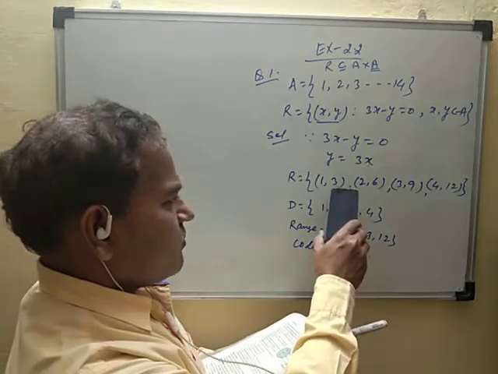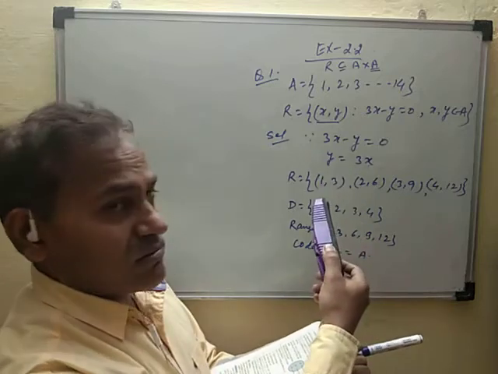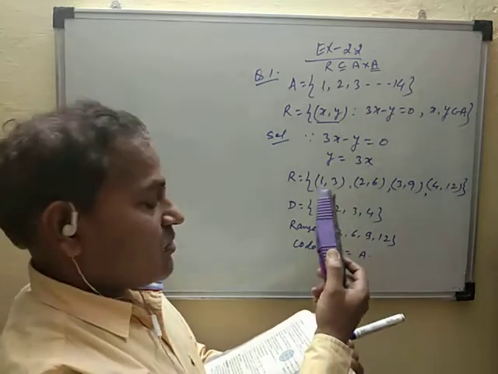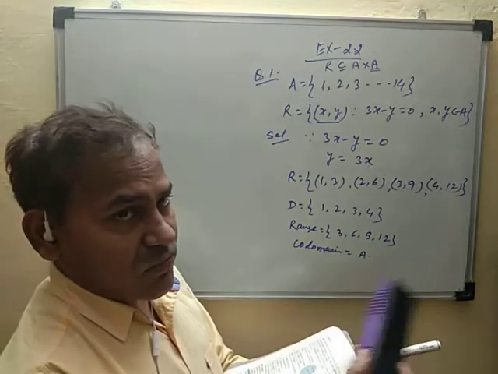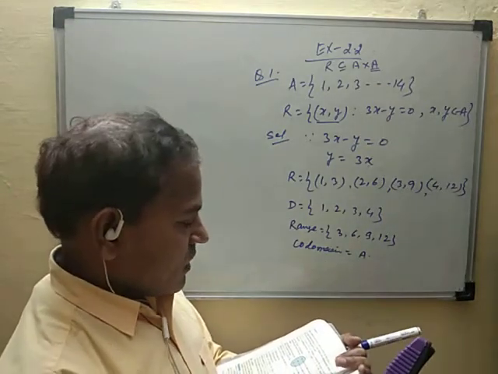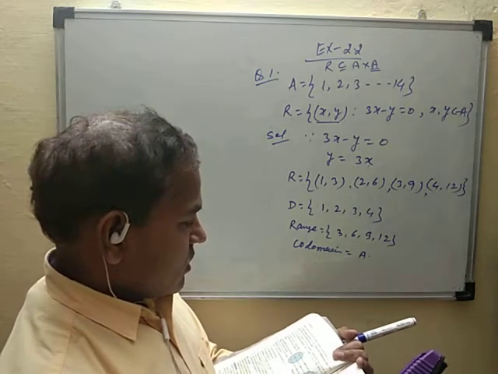This is a roster form. So same as question number 1, find the value of R. This is a roster form. Then find the domain and range. And question number 3 is also the same.